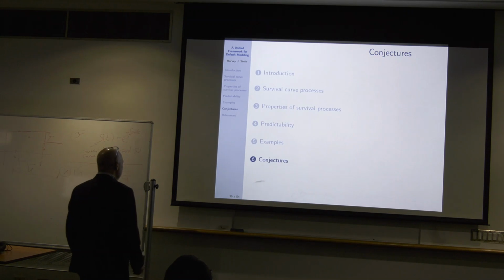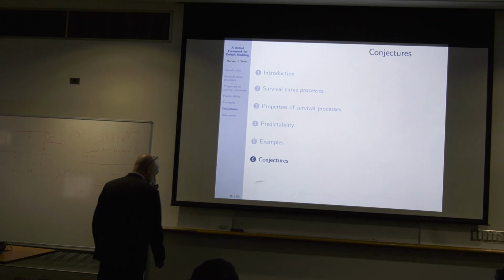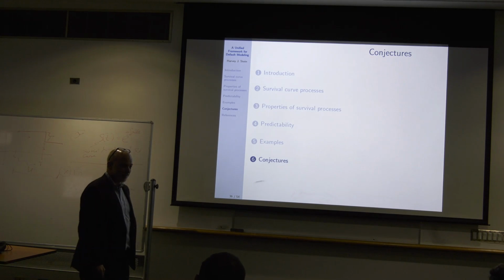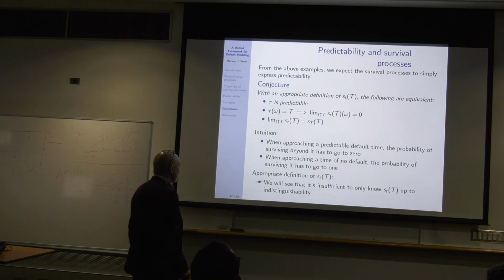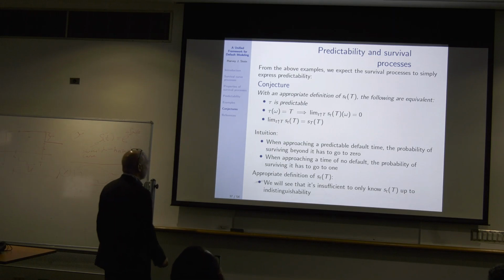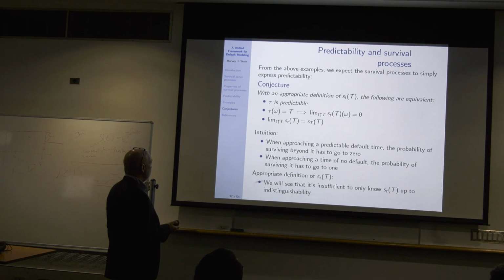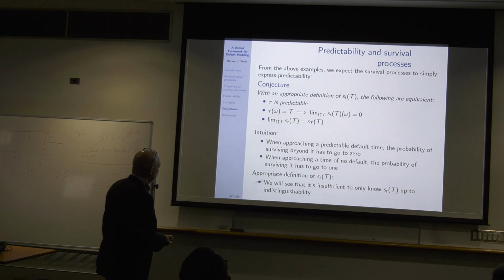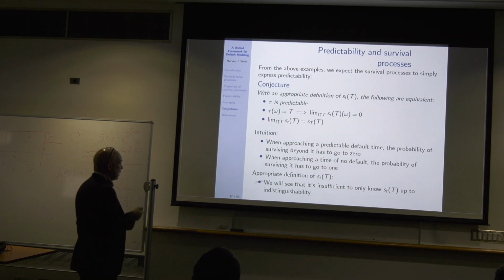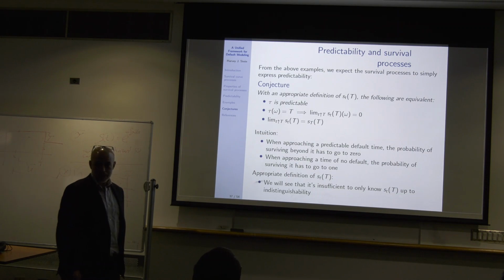So now, motivated by those examples, we'll make some conjectures. First conjecture is that the following are equivalent. Tau is predictable, which means that essentially the limit as you approach any given time in the future is the indicator of defaulting at that time.